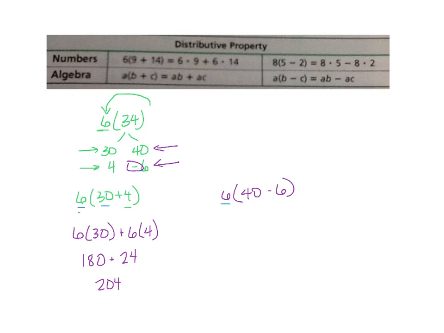You have 6 times 40, and you have 6 times -6. So that 6 goes first, times 40. You bring down your minus sign, and you bring down 6 times 6. 6 times 4 is 24, and then you bring down your 0, minus 6 times 6 is 36. 240 minus 30 is 210, and then when you take another 6 off of that, it's 204. So those are equal, so you know you did it right.